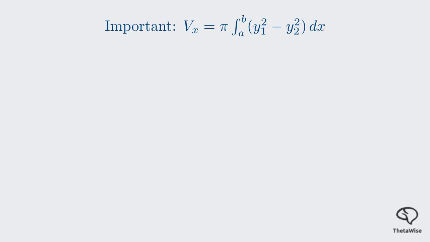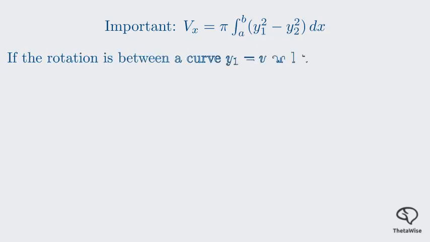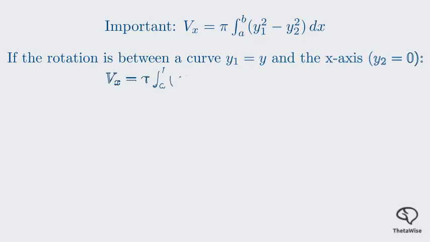The simpler formula for a single curve, V sub x equals pi times the integral of y squared dx, is a special case. You can think of the x-axis, y equals 0, as the second inner curve. When you plug y sub 2 equals 0 into the general formula, it simplifies directly to the single curve formula. So you can think of the single curve case as always being between the main curve and the axis itself. It's the same logic for all four formulas. This means the two curve formulas are always valid, even for one curve problems.